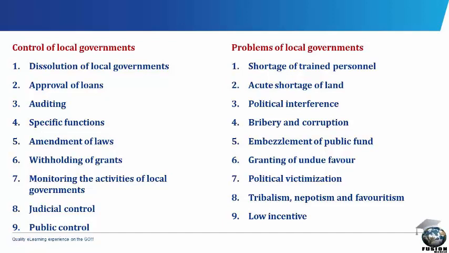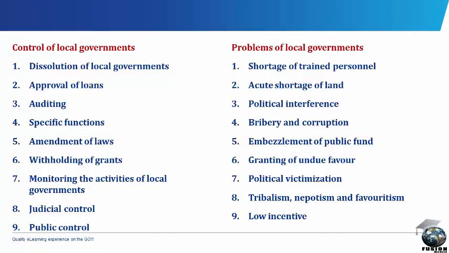Number 3, political interference. Governments have at different times interfered with the activities of local government, and this has been a problem to local governments. Number 4, bribery and corruption. Some officials demand and even take bribe before performing their official functions. Also, some local government leaders have siphoned the monies which have been made to do some projects for the local government into their personal pockets. This also is a problem to local governments.